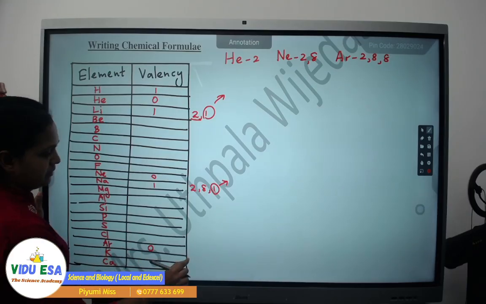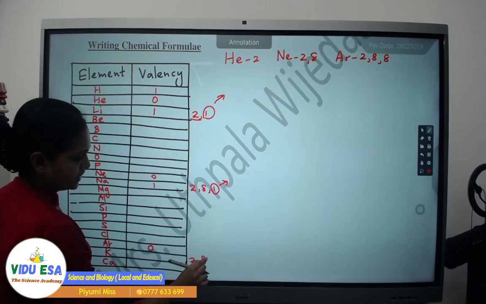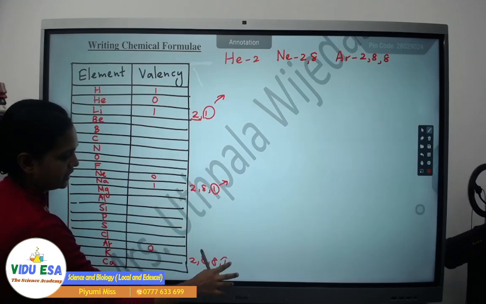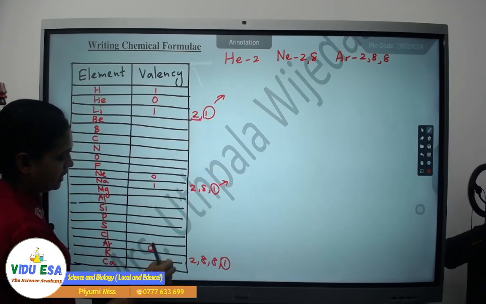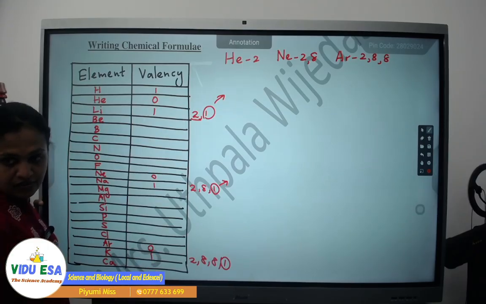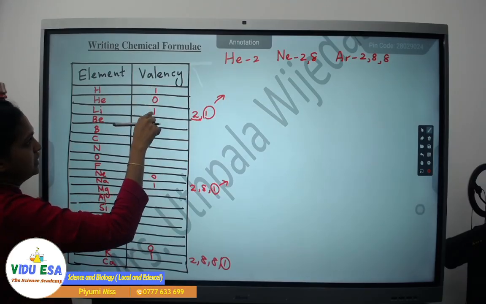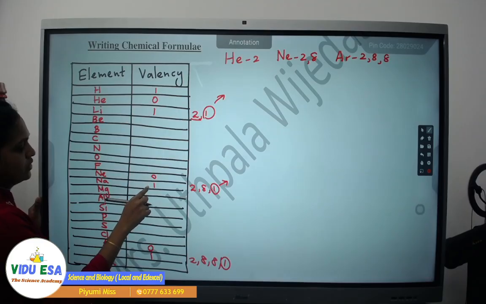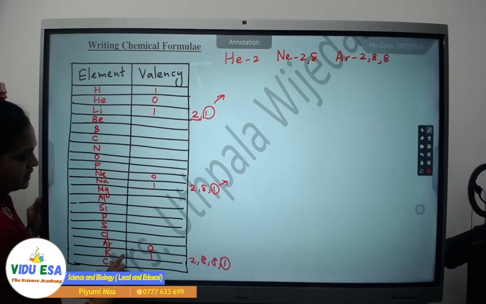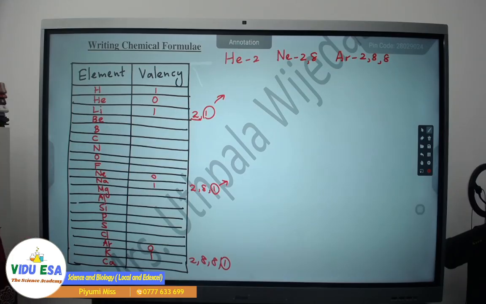Then potassium, the electronic configuration is 2,8,8,1. So it can remove this 1 electron and become stable like argon. Therefore, potassium also has got valency 1. Okay? So hydrogen 1, lithium 1, sodium 1 and potassium 1, the valency.